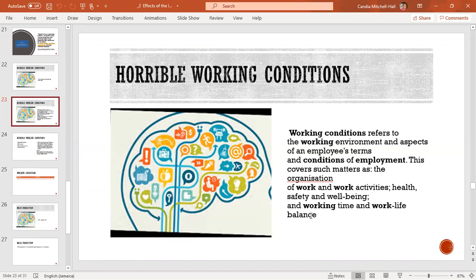Somebody read this for me, please. Working conditions refers to the working environment and aspects of an employee's terms and conditions of employment. This covers such matters as the organization of work and work activities, health, safety, and well-being, and working time and work-life balance. Very good. So when we talk about working conditions, we are talking about what the work environment was like.